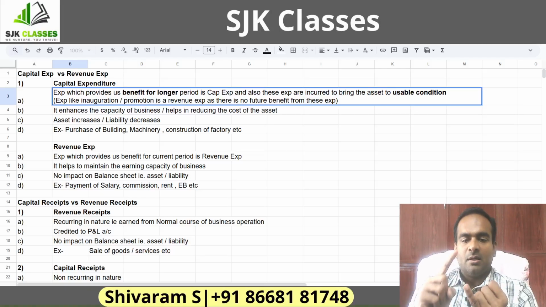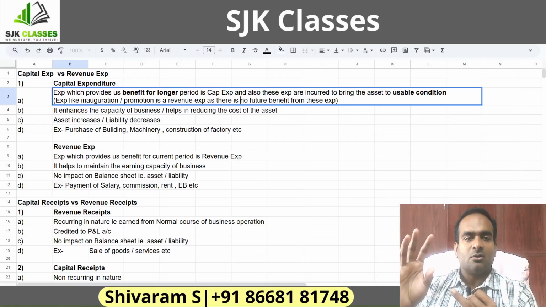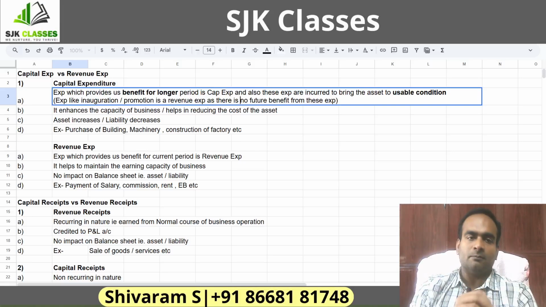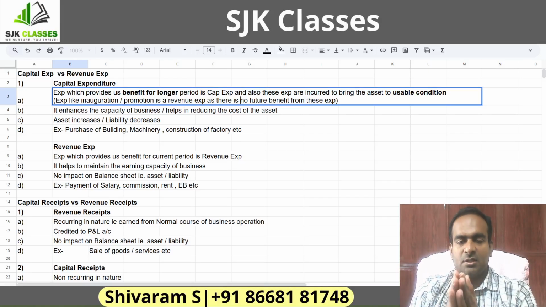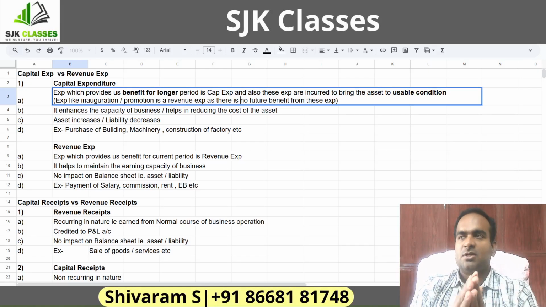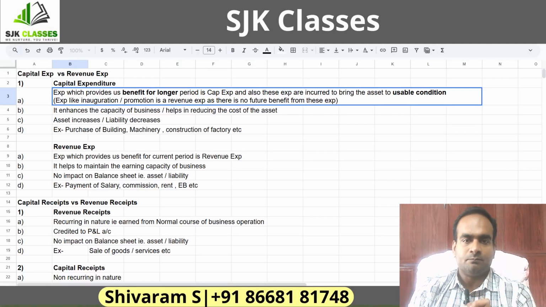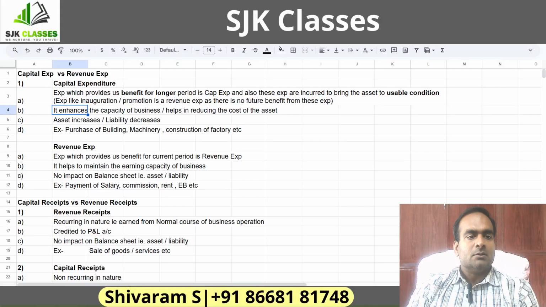Why? Because this inauguration expenditure is not going to give us long-term benefits, and it is not going to help us bring the asset to usable condition. Since these two conditions are not fulfilled, inauguration cost, promotional expenditure, all these things will be charged to P&L. So the key distinction is, capital expenditure will be directly taken into the balance sheet. It won't go into P&L. Revenue expenditure will be taken to P&L. Now we'll move to the second point.